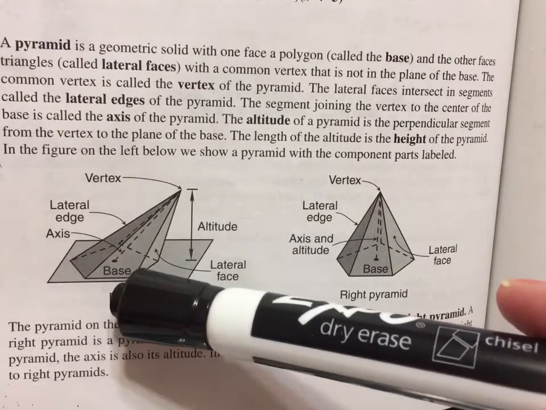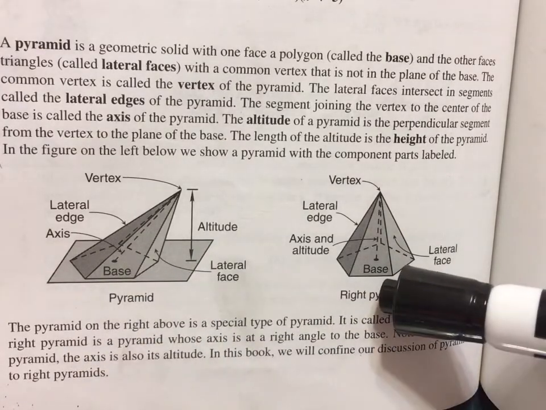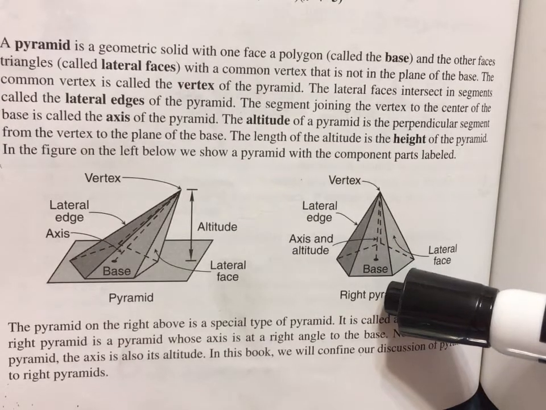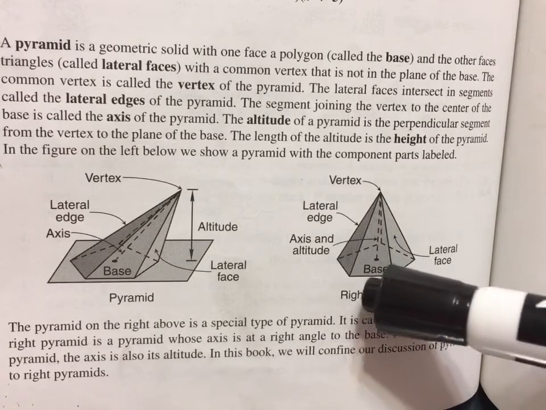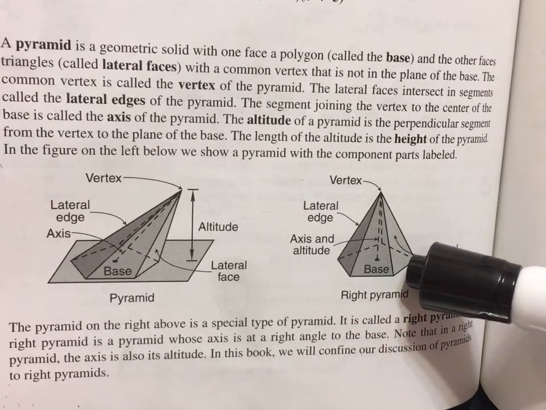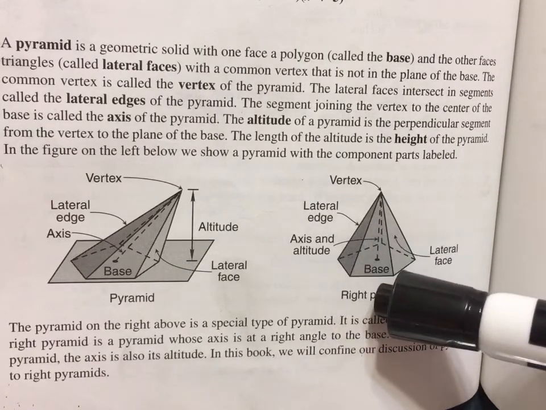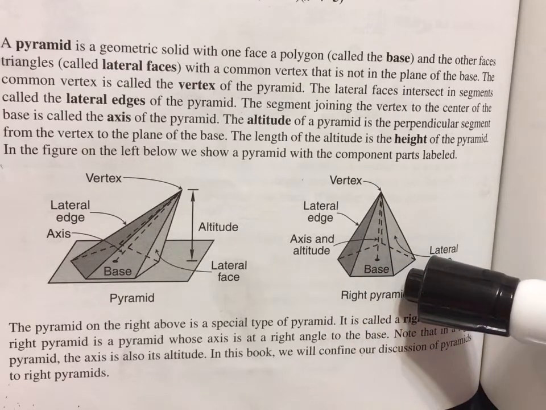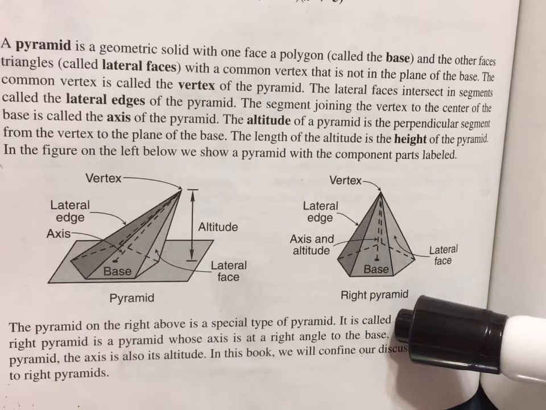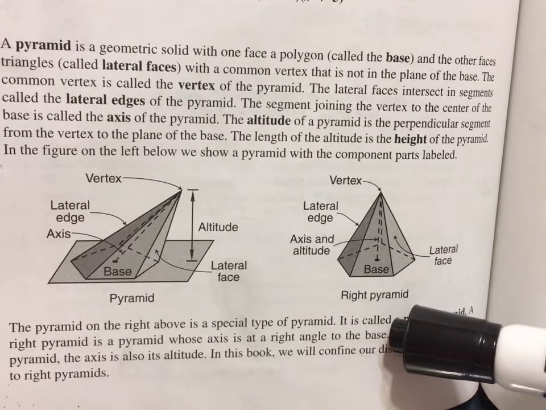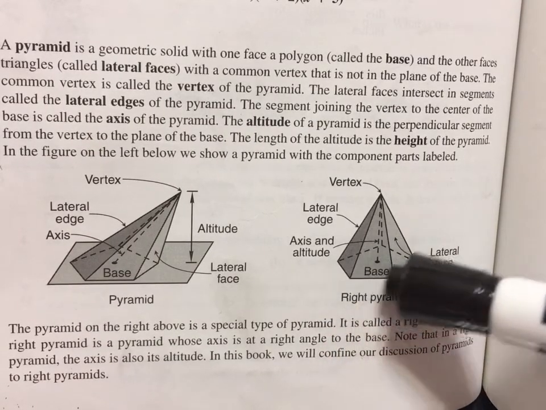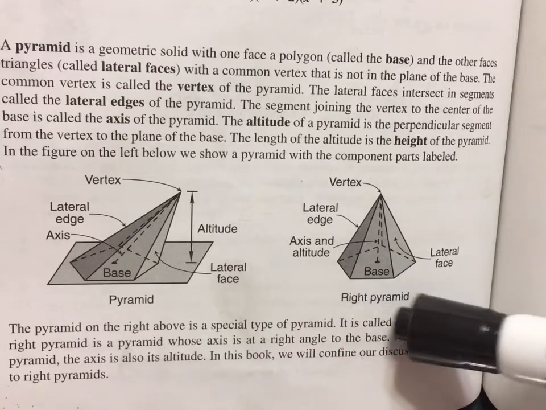Okay, now the polygon that makes up the base is going to be how we name the pyramid. So here, this base has 1, 2, 3, 4, 5 sides if you look down at the bottom figure, and so that would be a pentagonal pyramid. So we can know a little bit more about what kind of pyramid if we know that the base is going to name the pyramid.